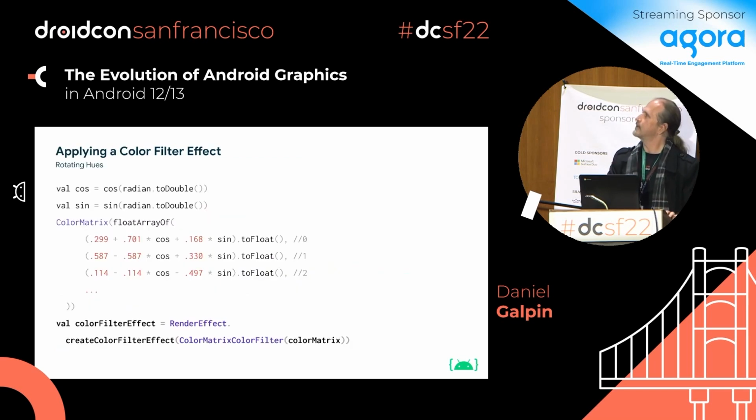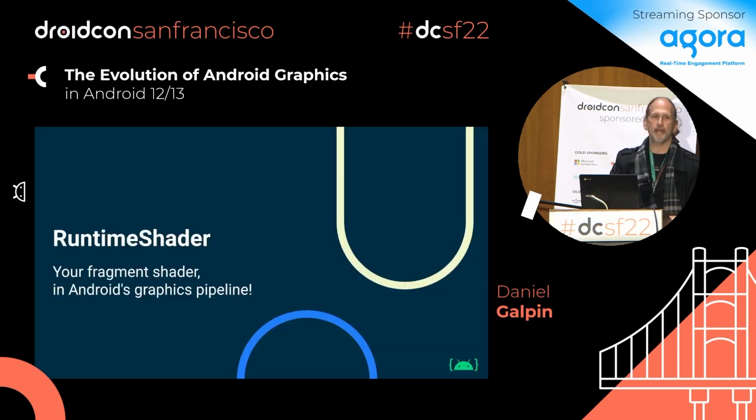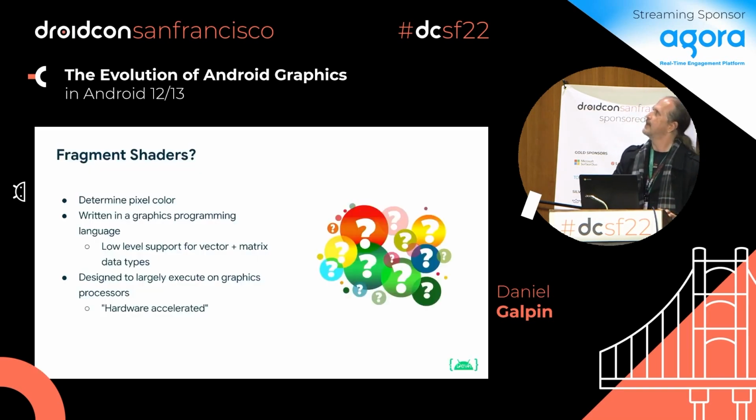So we can apply a color filter effect this way using the built-in color matrix. This is a rotating hue effect. And the reason I chose this is because I'm not that great at writing shaders, to be honest, but I did want to write something that I could actually demonstrate a shader in. And so let's talk about what we did in Android 13, which allows you to run your fragment shader in Android's graphics pipeline. So let's talk about fragment shaders and shading languages.